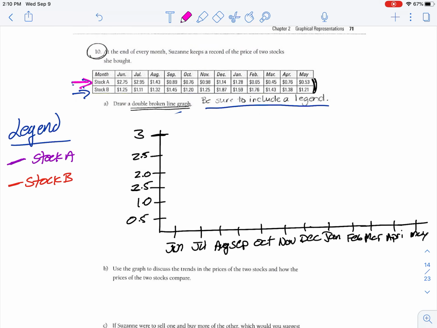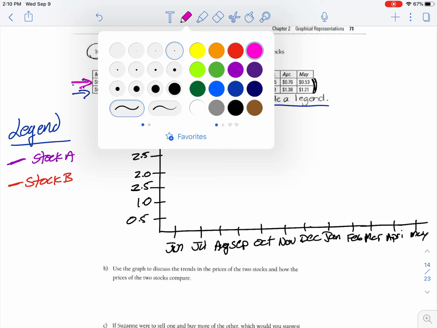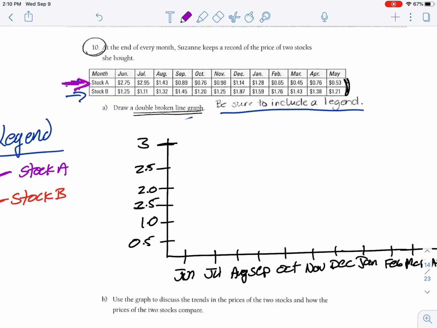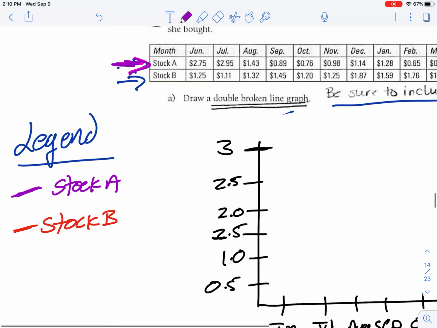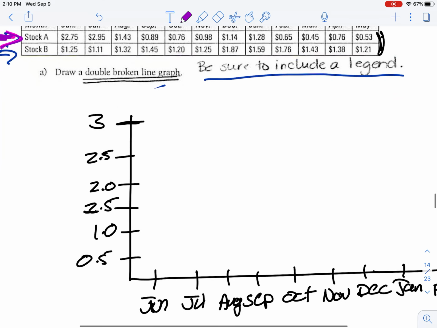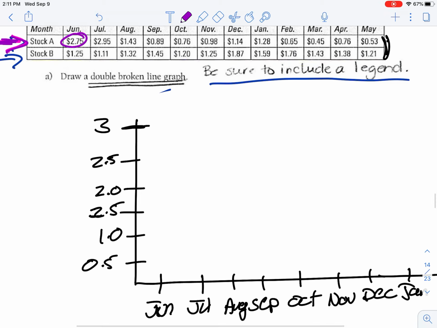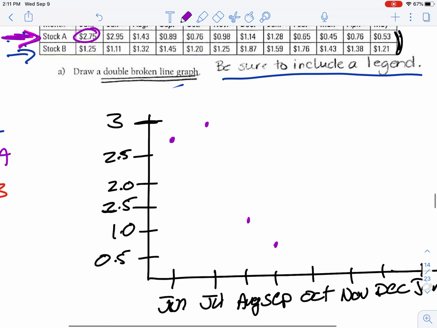Now remember, we have two different data sets. I'm going to focus on stock A using my purple line. Okay, so stock A, we see here is $2.75 in June. So that's going to be right here. $2.95 in July. August, $1.43. So that jumped down a lot of money there. September, 0.81. So on and so forth. So you would be doing this, and then we would be connecting these points using a broken line graph.